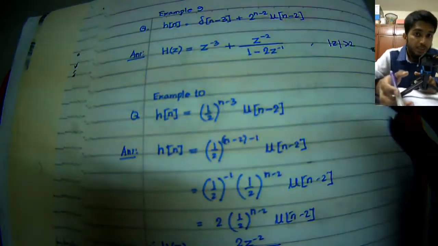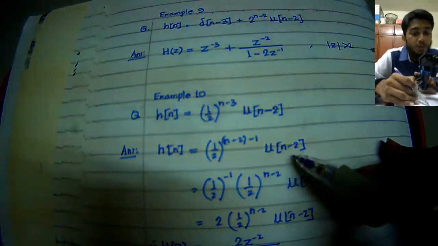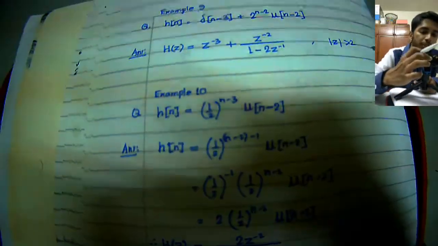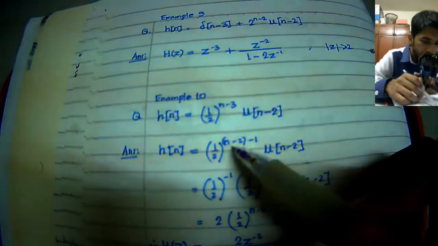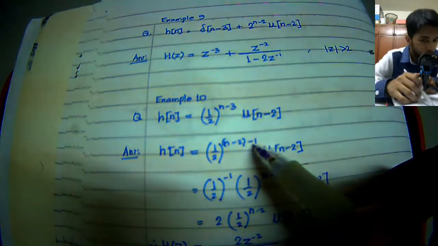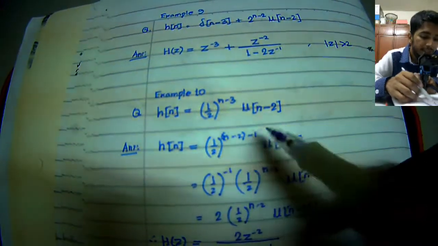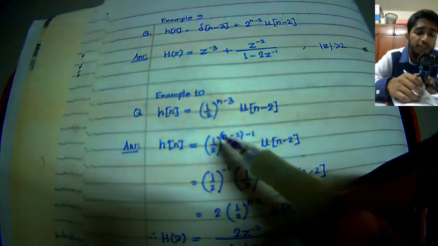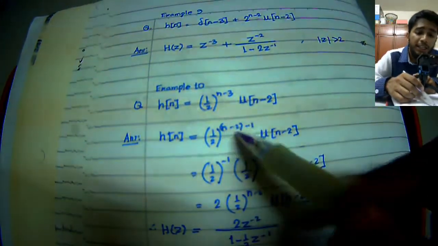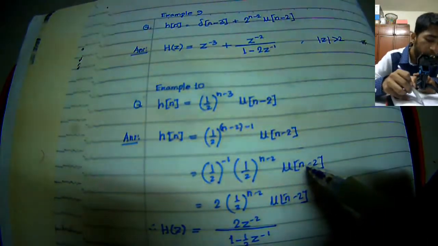So what we can do is, for this question, we saw that there's n minus 2 here. There's nothing to change right here. But what we can change is this n minus 3 from here. So we write it like this. N minus 3 can be written as n minus 2 minus 1. Now this minus 1 can be taken separately. Rather than taking common, we take it separately. So we have half to the power minus 1 times half to the power n minus 2. And this one stays the same.